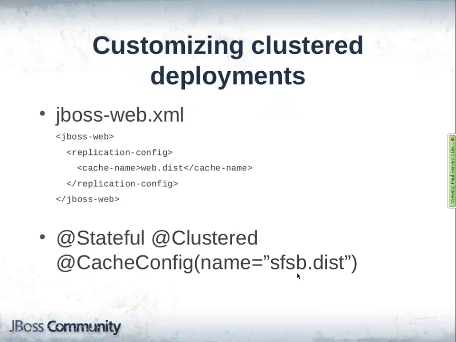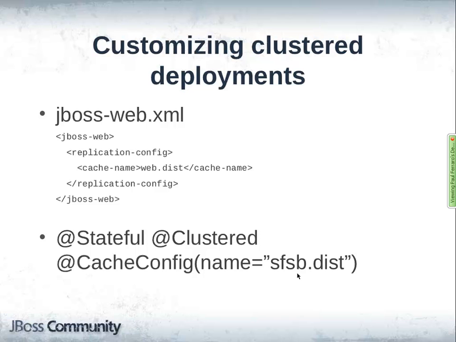So how would I change which cache I wanted a specific cluster deployment to use? In the web session case, you can deploy your web application with a jboss-web XML file, which inside contains the cache name that you want to use. By default, we use the default cache for the web cache container. You can override that using the cache name element. Same goes for stateful session beans.